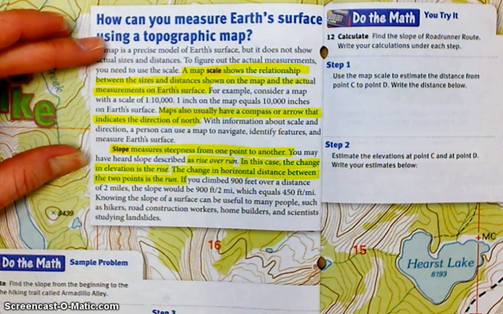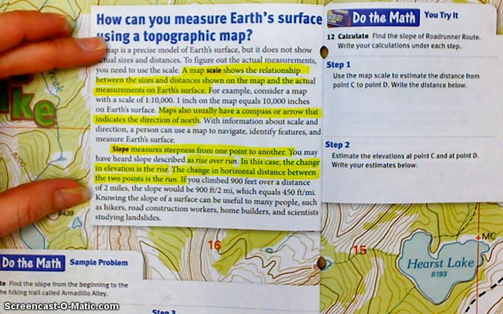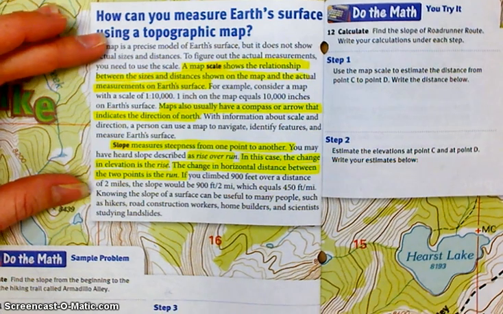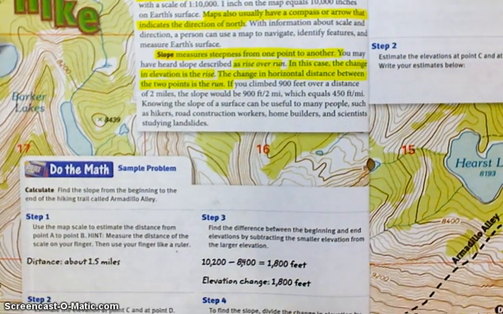For example, if you climbed 900 feet over a distance of 2 miles, so your elevation changed by 900 feet over a horizontal distance of 2 miles, then the slope is going to be 900 feet divided by 2 miles, which equals 450 feet per mile. Okay? And knowing the slope is very useful for many people, hikers, road construction workers, etc. Okay? All right. Let's look down here at our math problem.